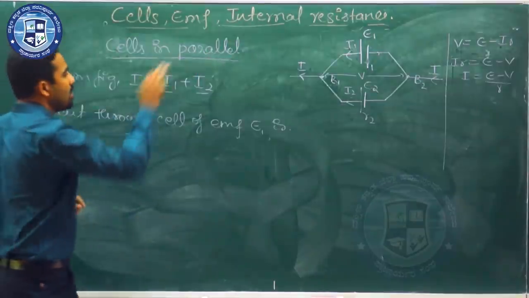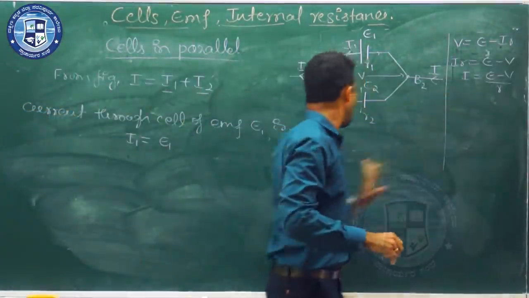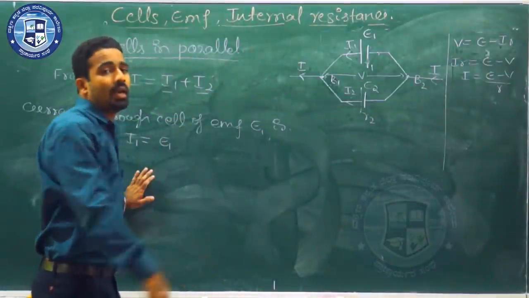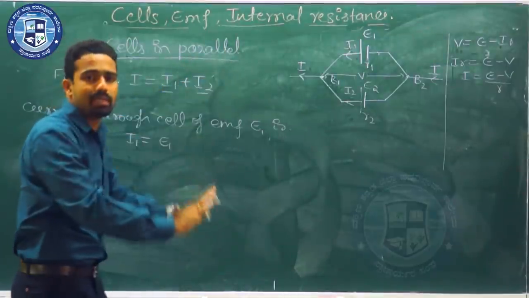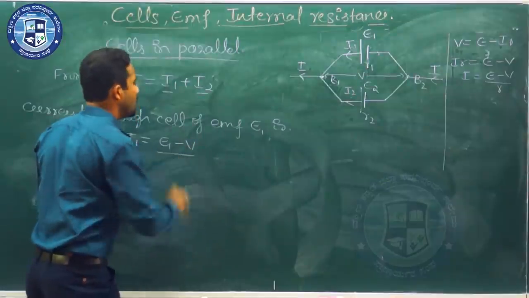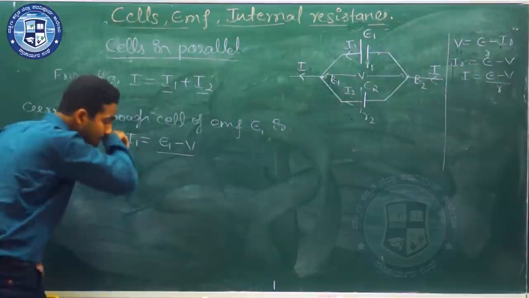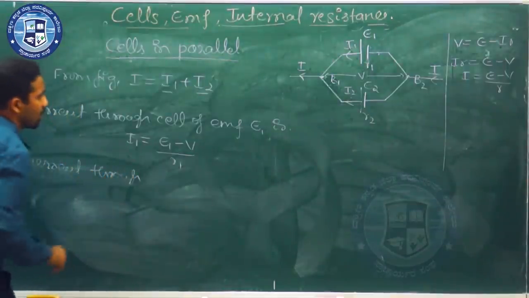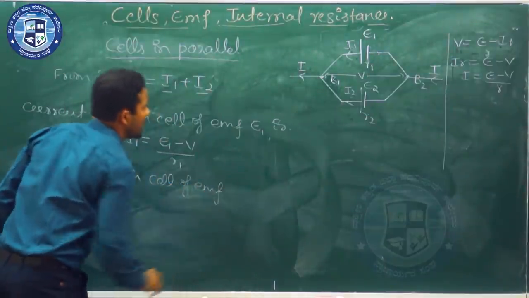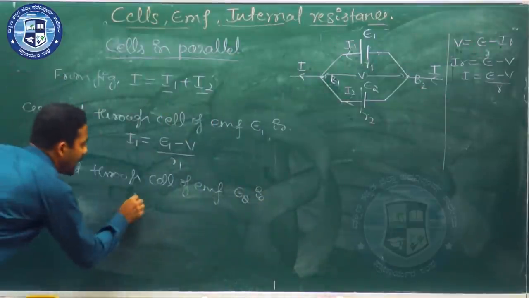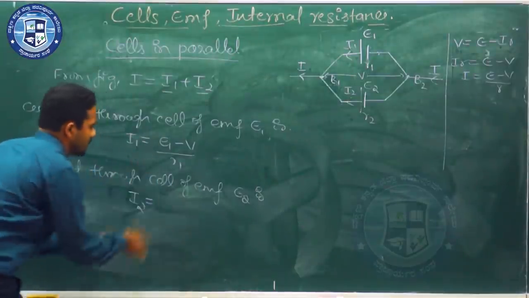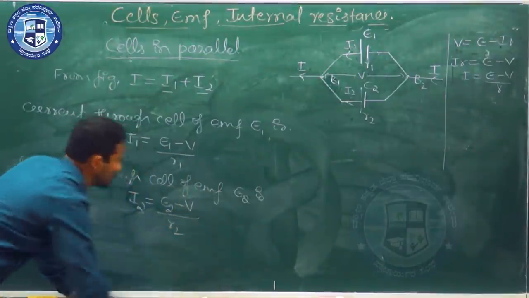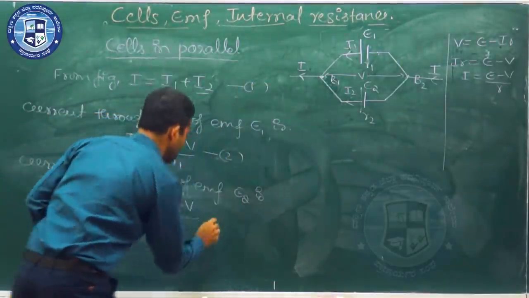What is the EMF for the first one? That is E1. In place of E, I write E1 here. What is V? It should be V only, because when two cells are connected in parallel, the potential developed across the two cells will be the same. So that is E1 minus V divided by the inner resistance of the first cell, that is R1. Similarly, current through the cell of EMF E2 is I2 equal to E2 minus V divided by R2, following the same method. Let's say this is equation number 1, this is equation number 2, this is equation number 3.